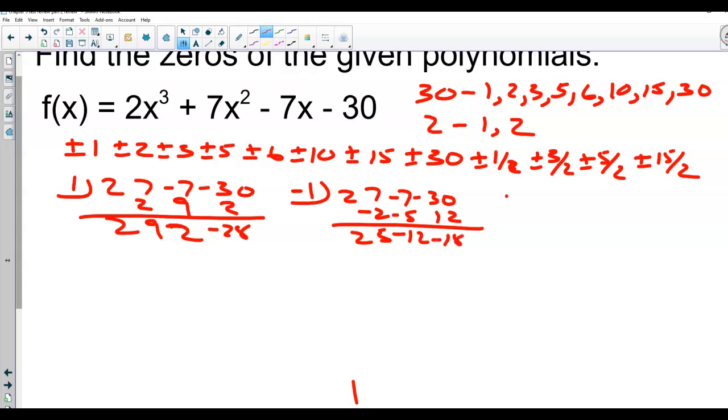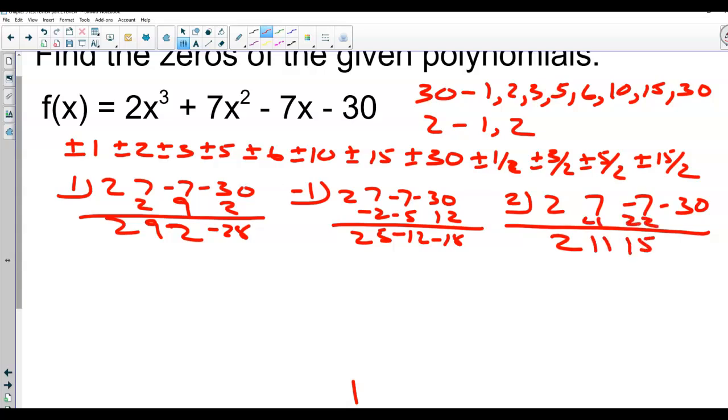But when I try a positive 2, remember, I'm going to give you answers that work in the first 6 options. Plus or minus 1, plus or minus 2, or plus or minus 3 here. Take a look what happens with 2. We get 4, that's 11. 22, that's 15. 30, we're at 0. Once we get an option that works, now we can factor.